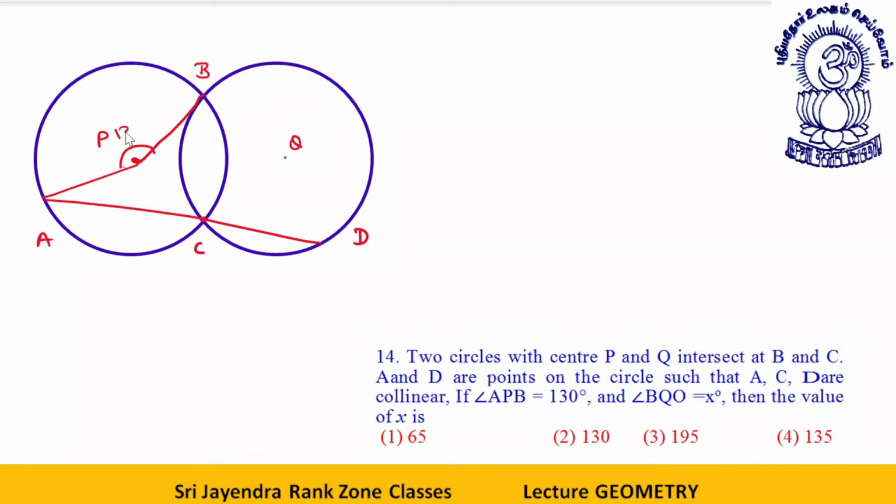Assume angle APB is equal to 130 degrees. Angle BQO is equal to X. This is not BQO, this is BQD actually. There has been a typing mistake. Angle BQD is equal to X. Then the value of X is? Suppose this angle is X. You have to find this X.